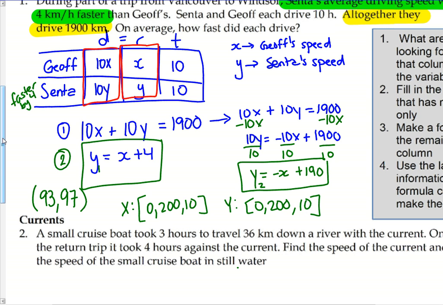Now this is why it's really important to define your variables. Whose speed was whose? X is Jeff's. So Jeff's speed, we should write a sentence. I'm running out of room. Is 93 kilometers per hour, his average speed, and Santa's average speed is 97.